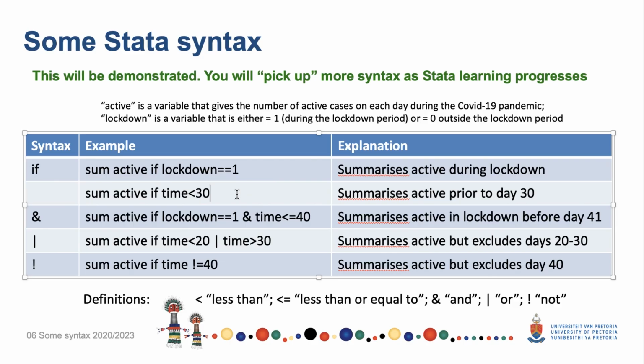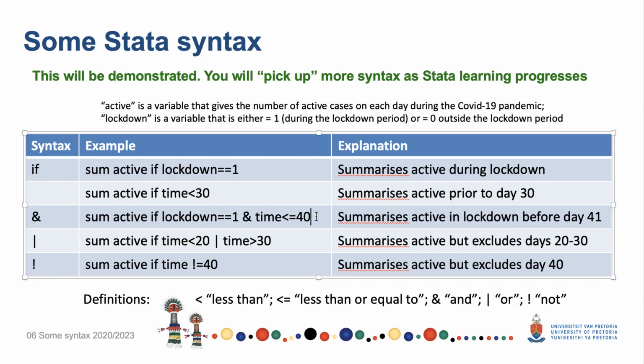The next one is sum active if time is less than 30. So this will summarize the active cases per day for all the days from 1 through to 29 inclusive. It won't include 30 or days beyond 30.